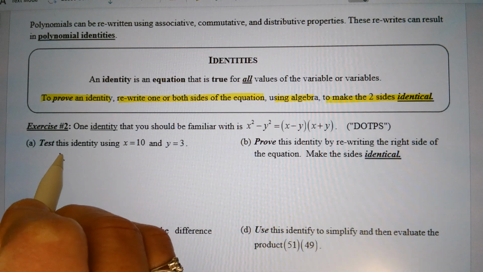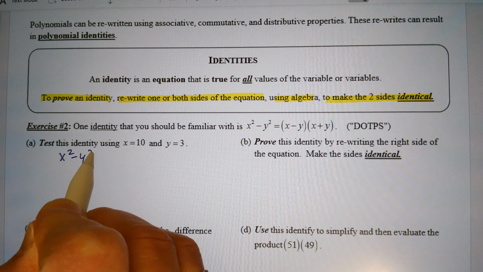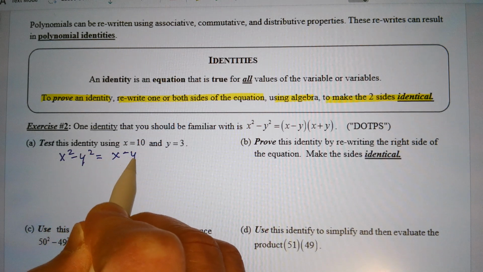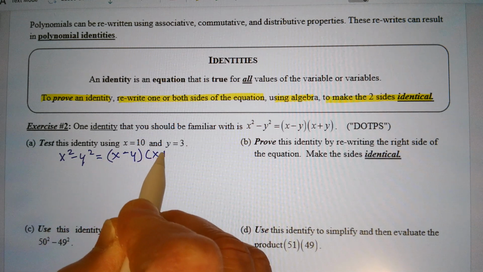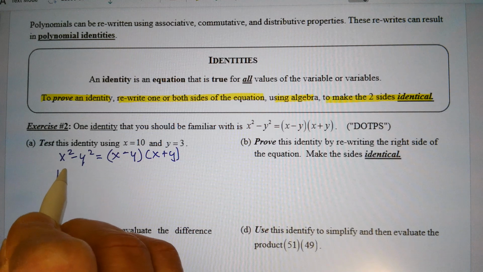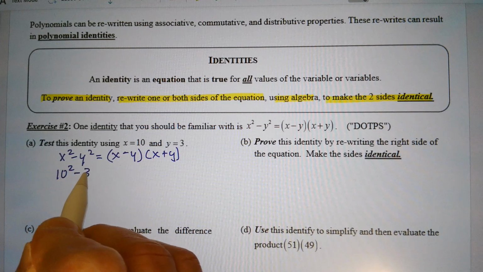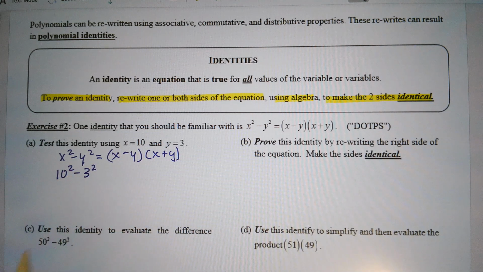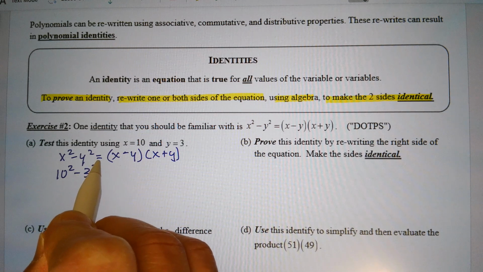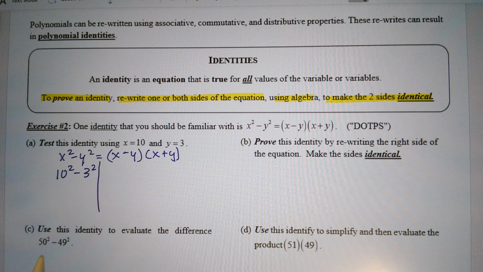Let me just rewrite the identity. So we're replacing x with 10, 10 squared, minus, and y with 3, 3 squared. Does that equal? I'm going to draw a vertical line segment underneath the equal sign, so I don't want to cross over the equal sign.